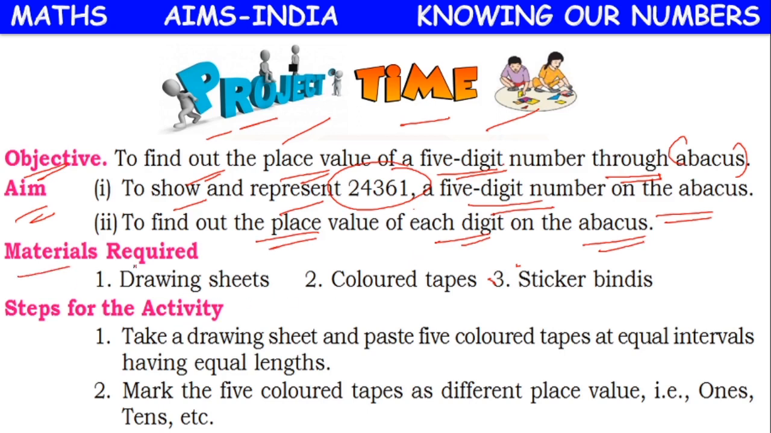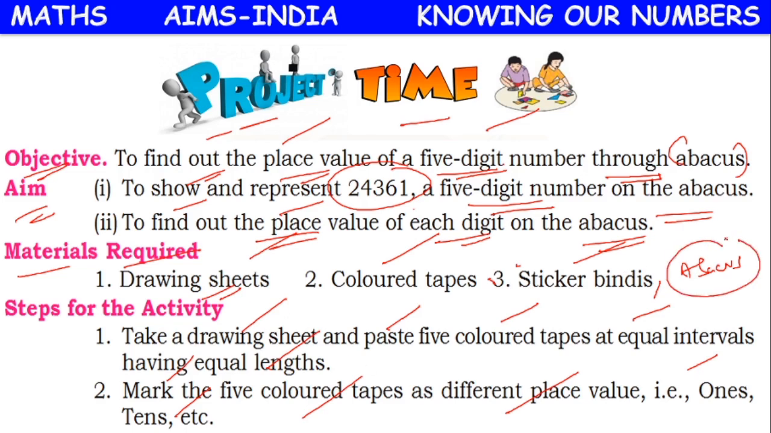So for this, what are the materials required? Drawing sheets, colored tapes, sticker bindis, and abacus. So abacus also we need. So take a drawing sheet. So paste 5 colored tapes at equal intervals having equal lengths. Mark 5 colored tapes as different place values, 1s, 10s. Because with the drawing sheet only they are making abacus. So that's why no need of abacus here.